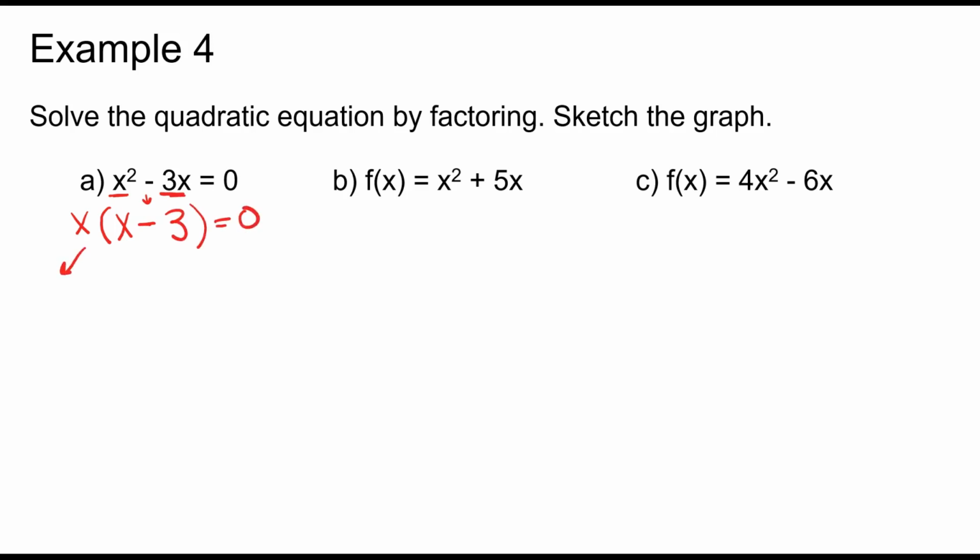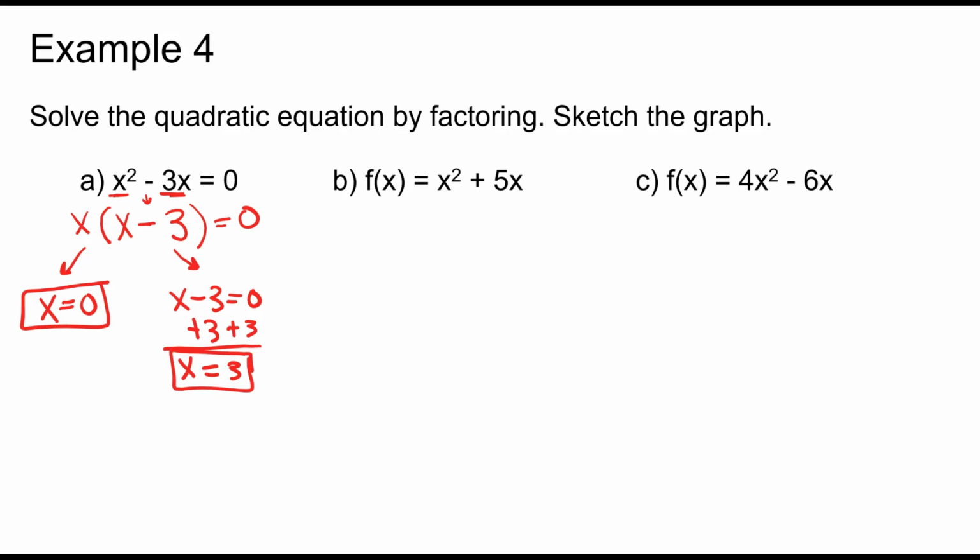We're going to set each factor equal to 0, so x is equal to 0 or x minus 3 is equal to 0. Well, that's solved, but we have to add 3 on both sides. x is equal to 3. We'll just sketch a quick graph. That means that it hits at 0 and 1, 2, 3. We know that it's positive, so it's going to look something like that. Let's try the next one.